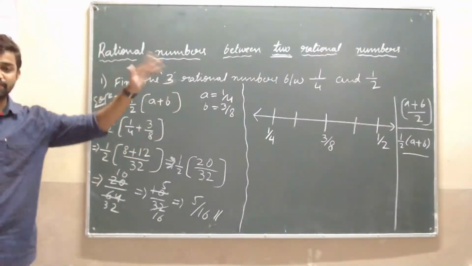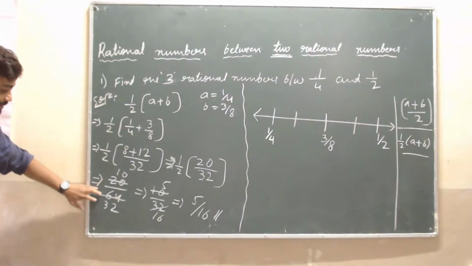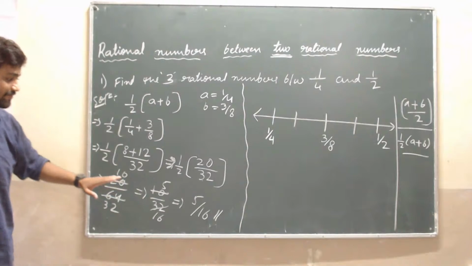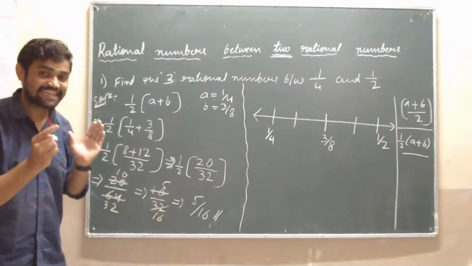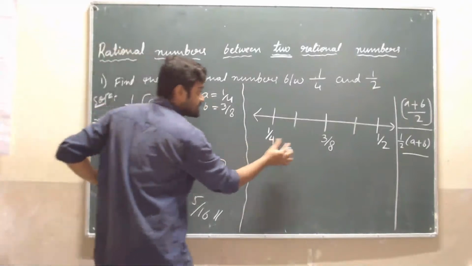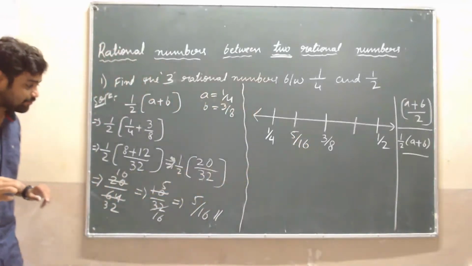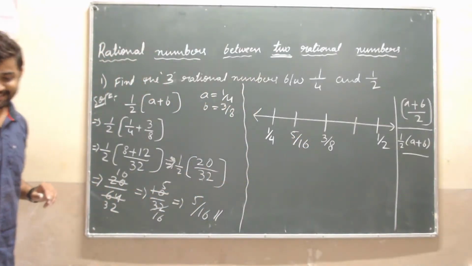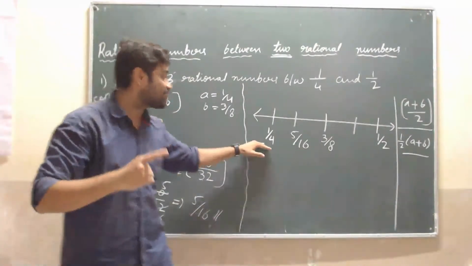Directly, that is 20 by 64. The simplification of 20 by 64 as well as 10 by 32 will give us 5 by 16. And 5 by 16 is the rational number between 1 by 4 and 3 by 8. Where will it come? Exactly between here. Are you getting my point? Is it easy? Yes. Again, we have to find one more rational number between 1 by 4 and 1 by 2.